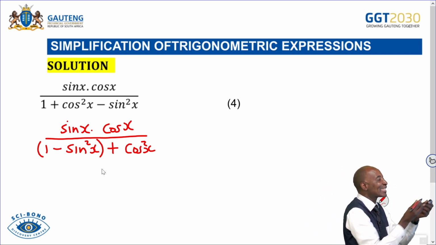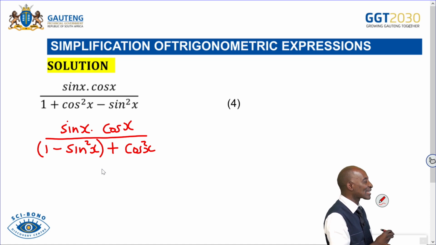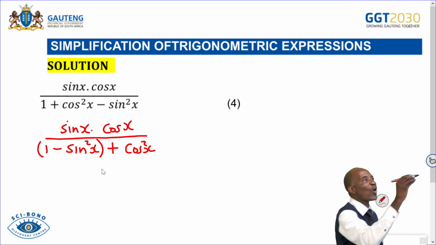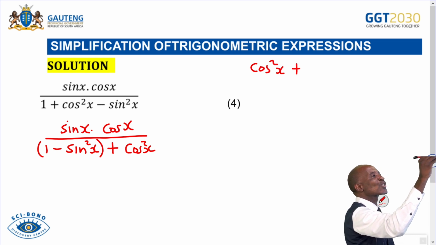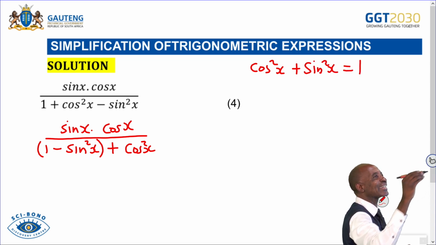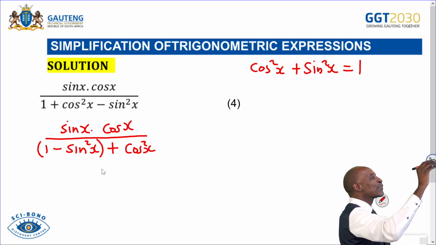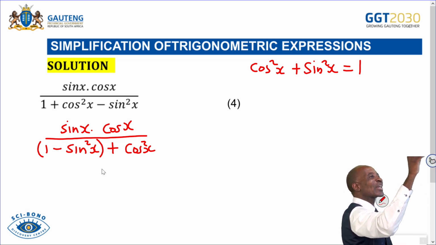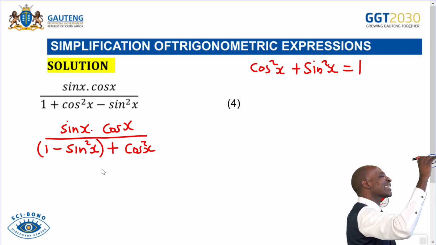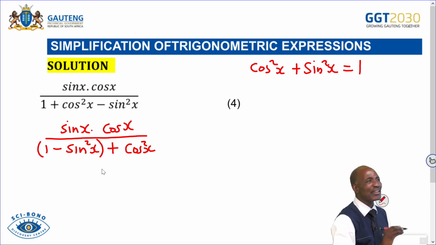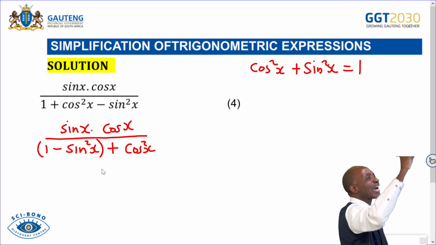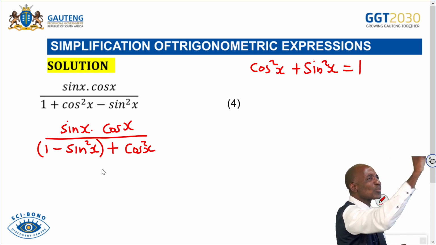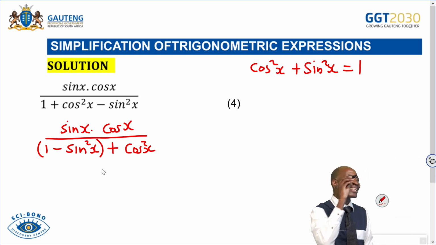Why am I collecting 1 together with negative sine squared x? Is because I am remembering the square identity. Cos squared theta plus sine squared theta is equals to 1. It will also work again if it's cos squared x plus sine squared x equals to 1. It doesn't matter. Even if it's alpha, it will still be 1. Even if it's beta, it will still be 1. Even if it's gamma, it will still be 1. Even if it's lambda, it will still be 1. Any angle that you put there, the answer will always be 1 in that square identity.